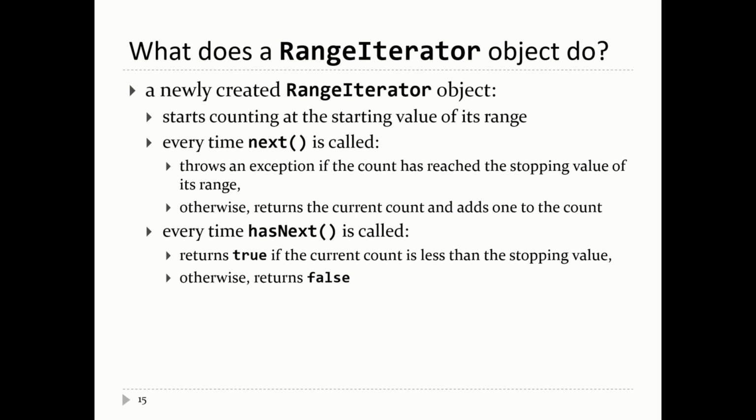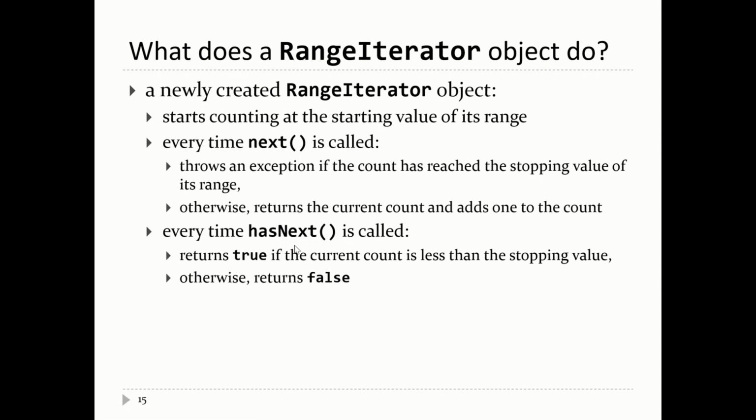So when you make a new iterator, it starts at 0. If you call next, you get back 0. And then it advances the iterator to the next position. So the next time you call next, you'll get 1. The next time you call next, you get 2, and so on. Next is defined such that it throws an exception if there's no other values left to iterate over. So if you get to the end of the range and then you call next again, the iterator should throw an exception.